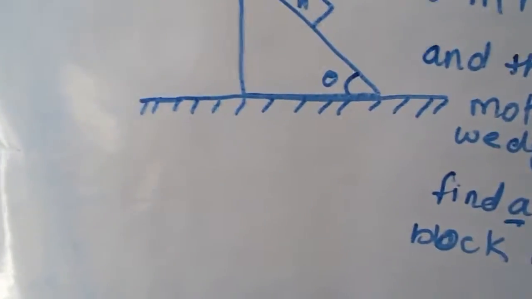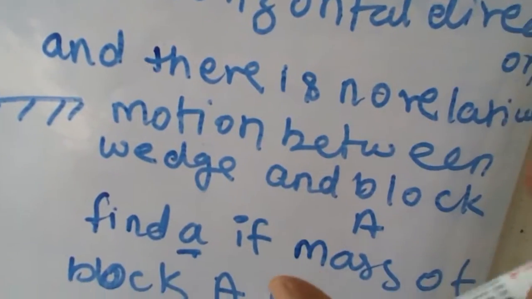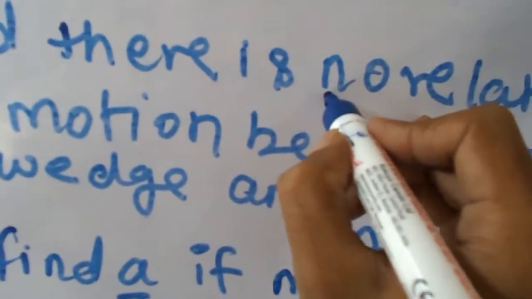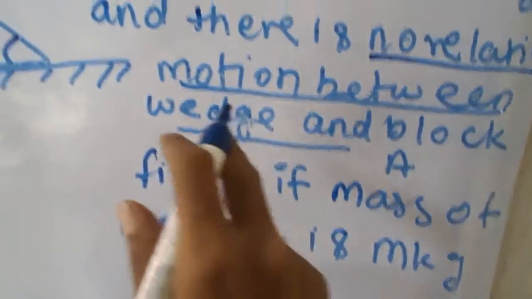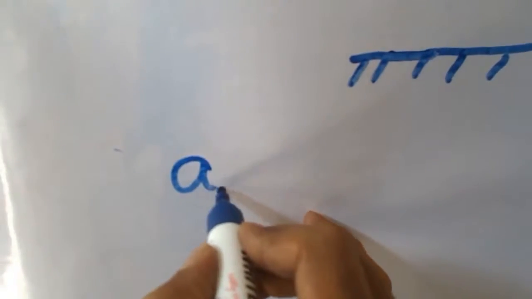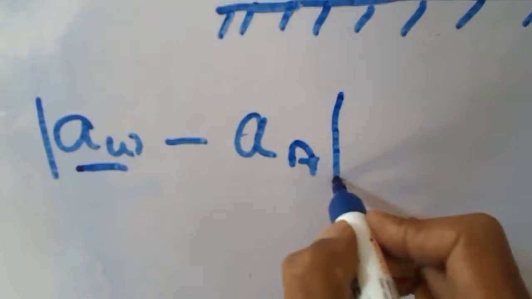Okay guys, if you had some common mathematical sense, you would realize after reading the question that this line is very important: no relative motion between the wedge and block A. What does it mean? The acceleration of the wedge minus the acceleration of A should be equal to 0, because there is no relative motion.